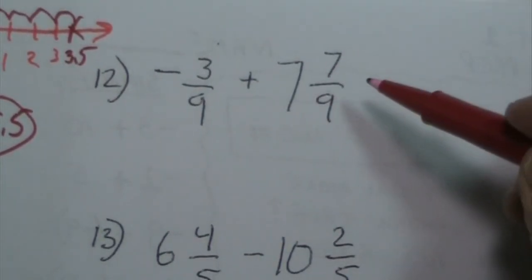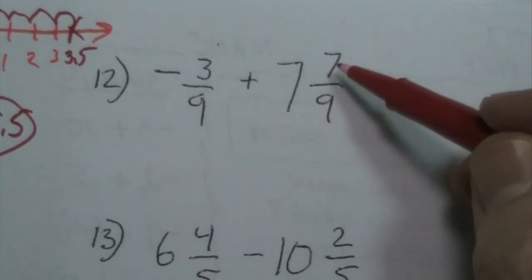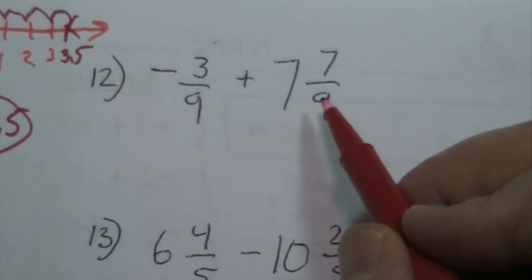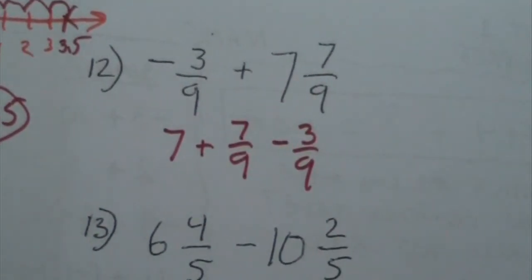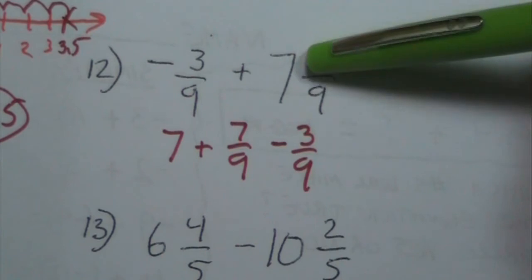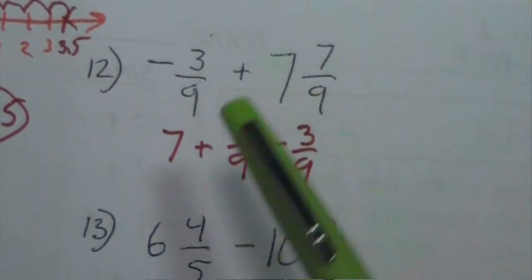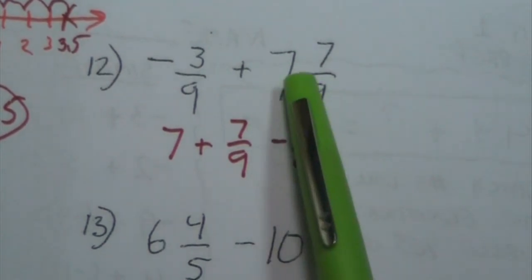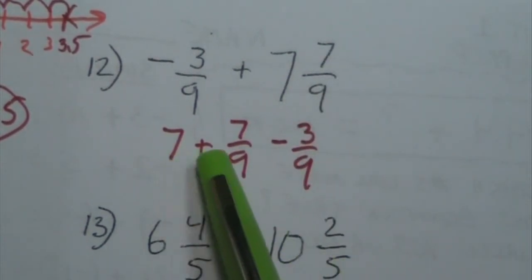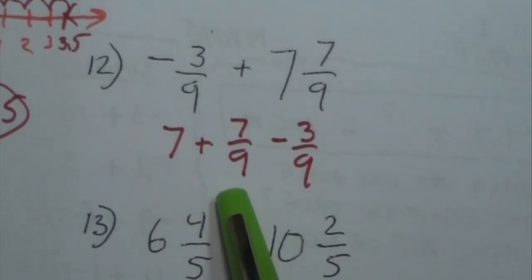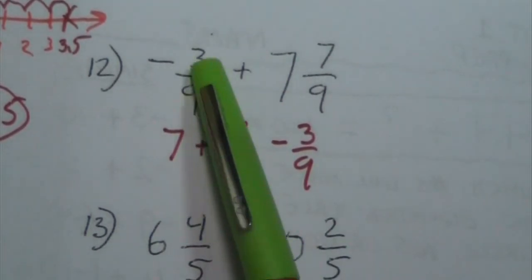Okay, so some of you could do this right away looking at it. Let me just pause for a second. Now, you could look at this differently. Notice you have more positive than negative, and they already have the common denominators. You have 7 and 7/9. Did you know that this is the same thing as saying 7 plus 7/9? 7 wholes, and then 7/9 of a whole. And we want to take away 3/9.